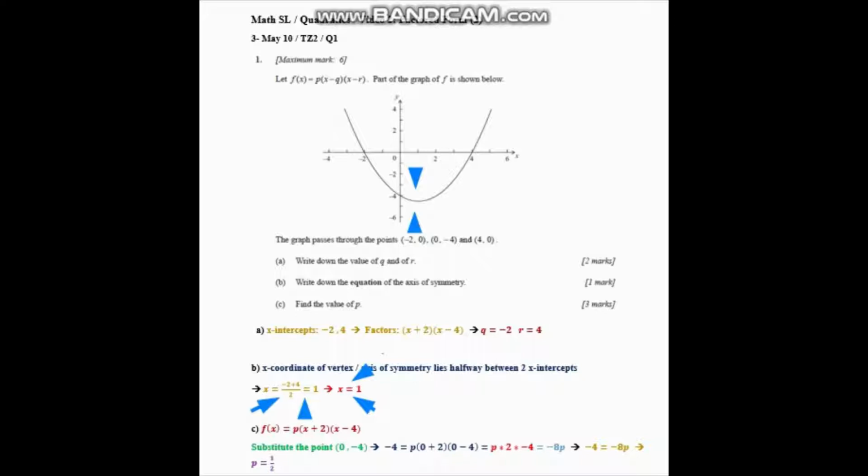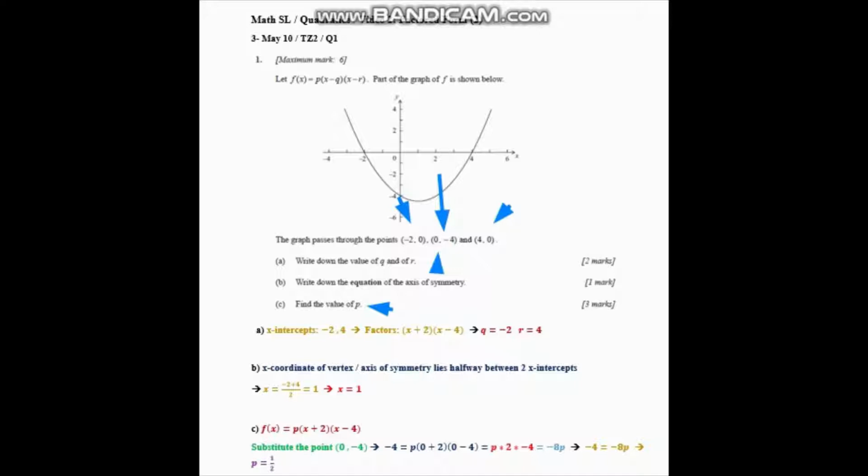So I hope you've understood the difference between this x equals 1 and the other x equals 1. Moving on, I'm required to find the value of p. So I should note that I've used these 2 points, but I have not yet used this point, which is the y-intercept. So what I need to do is plug this middle point into my equation.